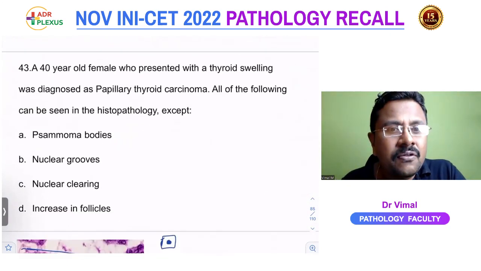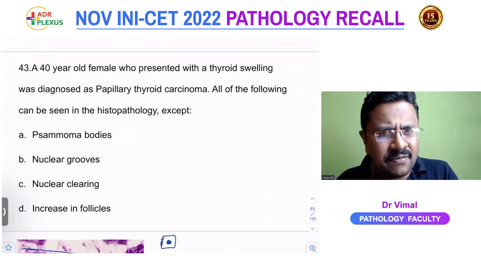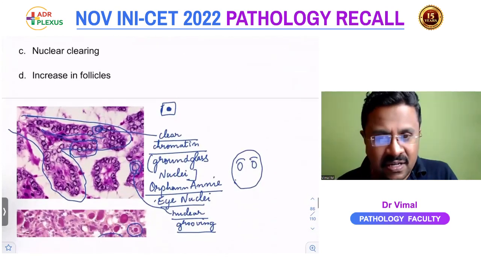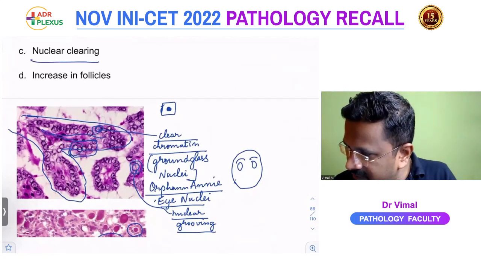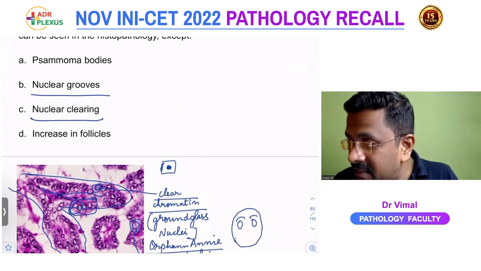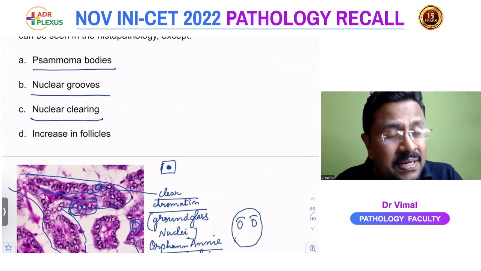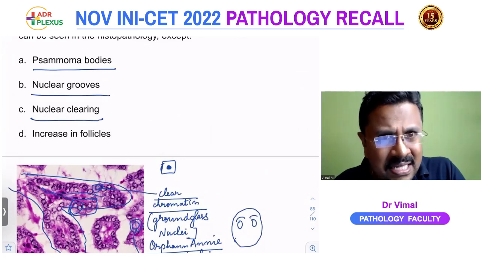Next question: a 40-year-old female who presented with a thyroid swelling was diagnosed as papillary thyroid carcinoma. All of the following can be seen in the histopathology except, yes, this is papillary carcinoma, which was asked twice. You will definitely remember the things we have discussed: nuclear clearing will be there, and here also you will see nuclear grooving and dystrophic calcification, that is psammoma bodies, which can occur in papillary carcinoma.